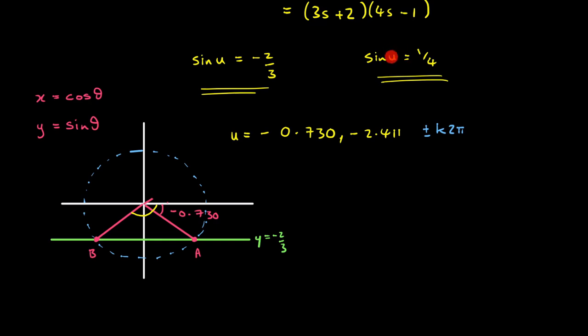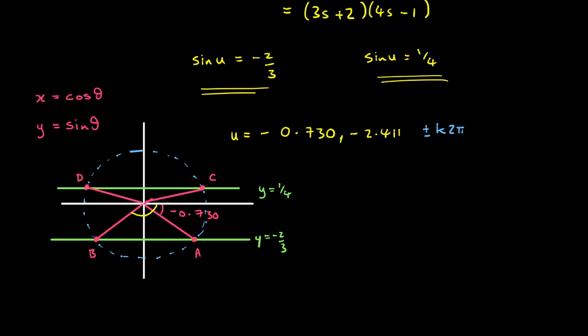Well, we want to find the angle u where the y coordinate on the unit circle is a quarter. So let's draw out where y is equal to a quarter. Let's imagine it's there. So this is y is equal to a quarter. And we could either be at this point or we could be at this point. So we call that C and call it D. So we can have that angle, or we can have that angle.